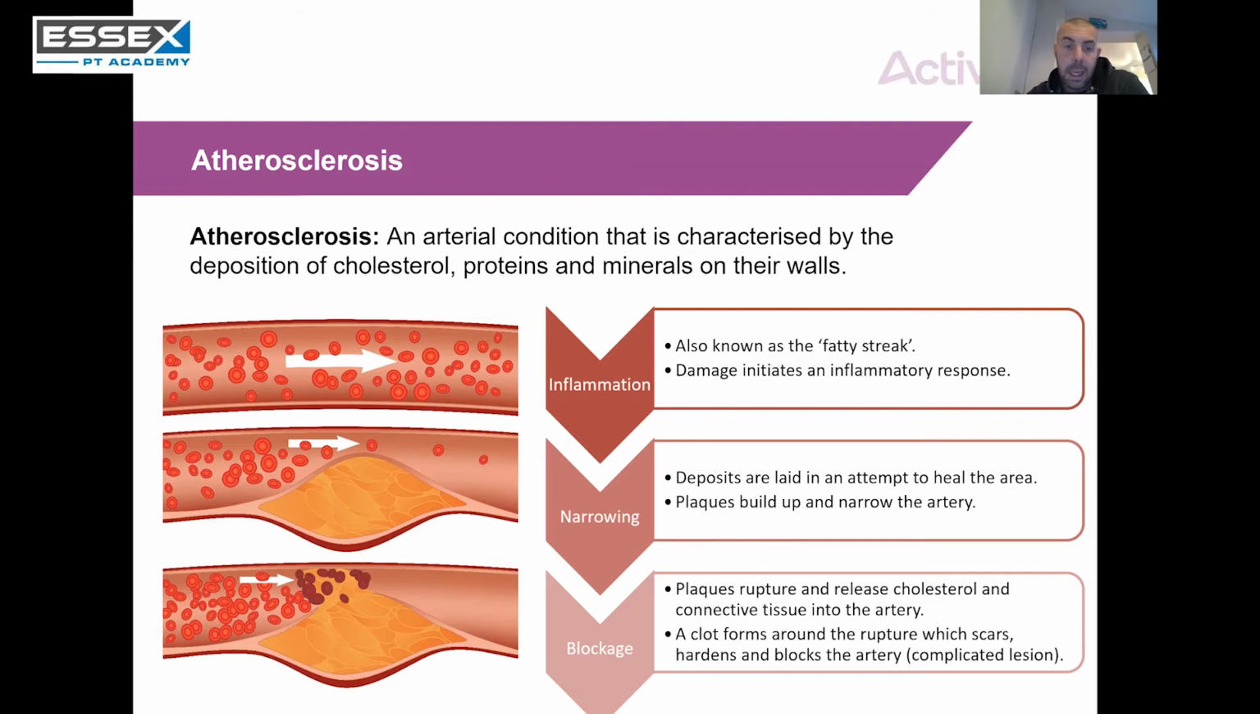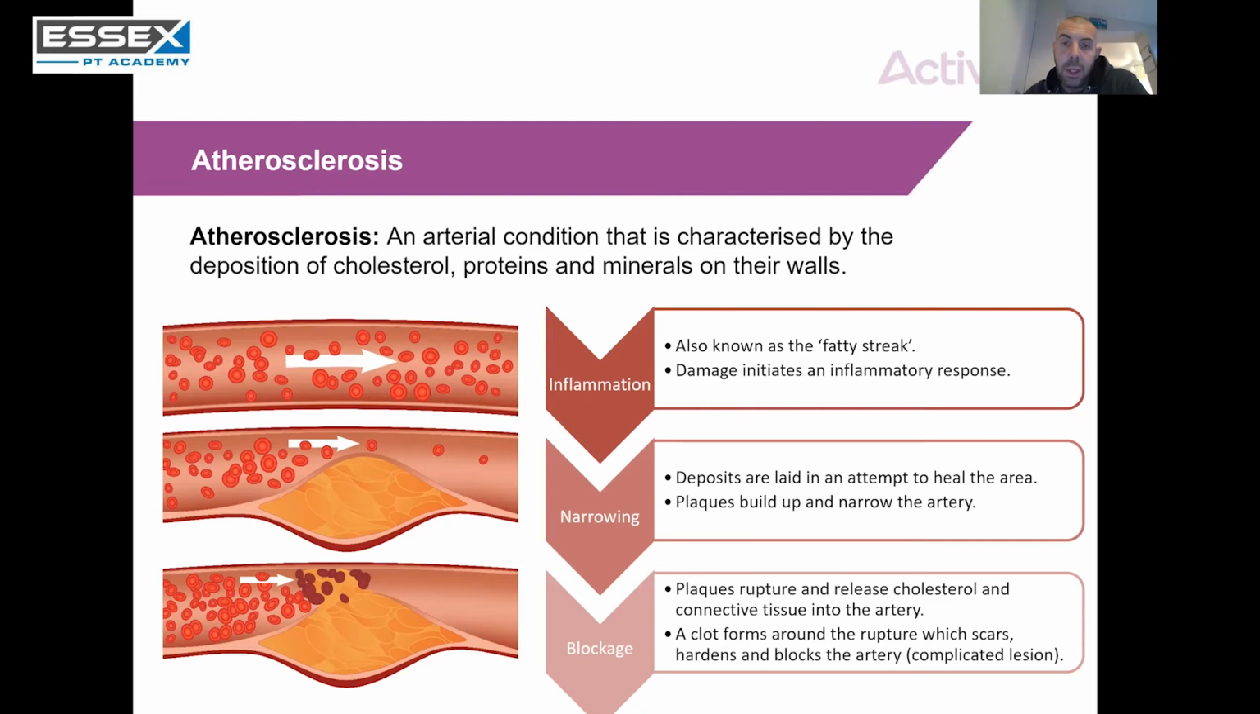And what that does is it means you get an increase in pressure. Eventually, if that continues, on the third diagram down you can see that the blood vessel is at risk of rupture. Plaques rupture and release cholesterol and connective tissue into the artery, and a clot forms around the rupture, which scars, hardens and blocks the artery. Okay, a complicated lesion. This could possibly cause a complete blockage, which means the person is having a heart attack because they're not getting blood flow through to the heart, which means a section of the heart won't get blood supply and potentially will die.